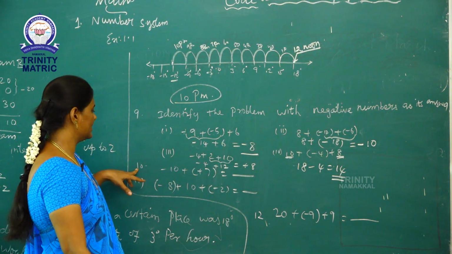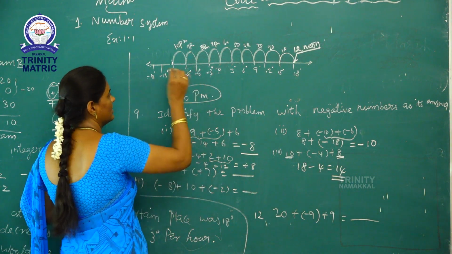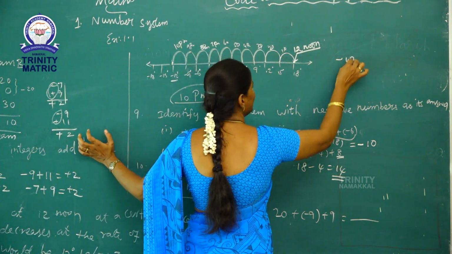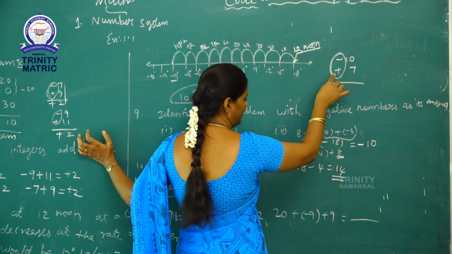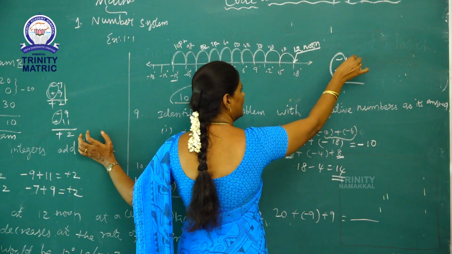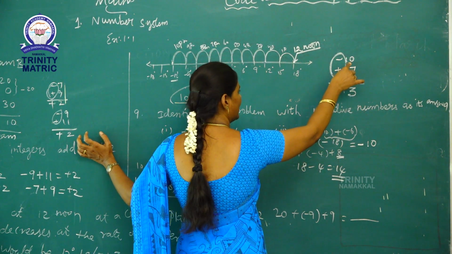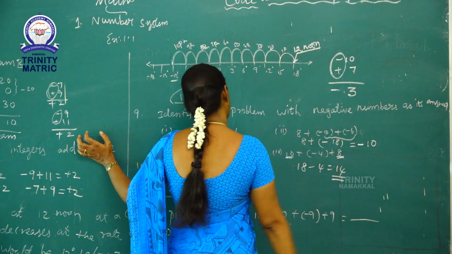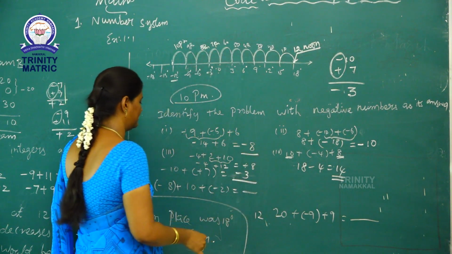Next, 10th sum, minus 10 plus of plus 7. See here, minus 10 plus 7. See here, signs are different. So you find the difference between 10 and 7, which is 3. See, 10 is the greater number, in front of 10 we have minus. So the answer is minus 3.